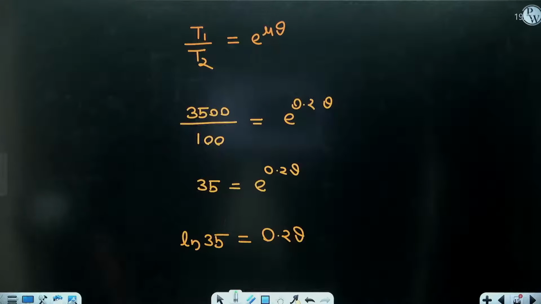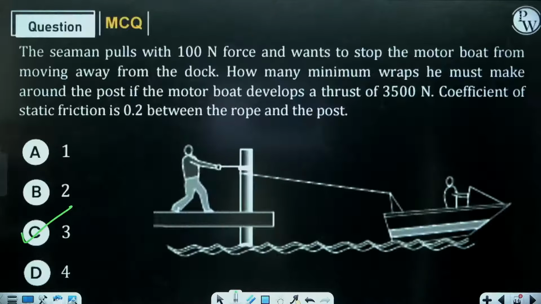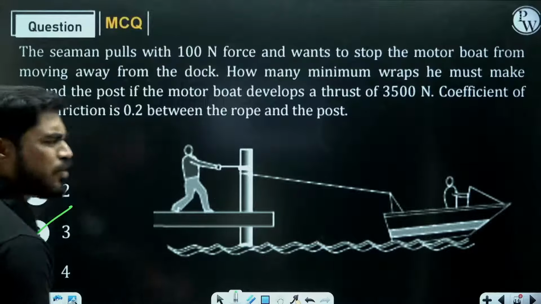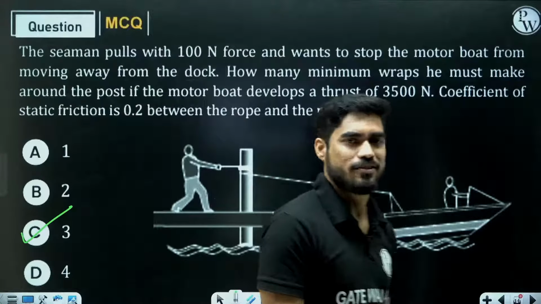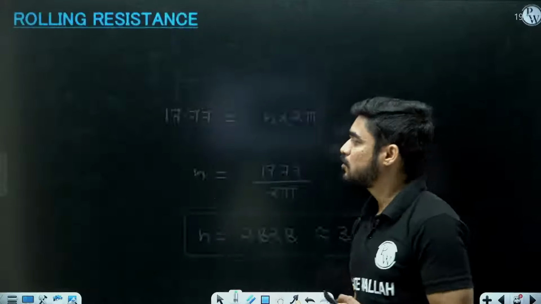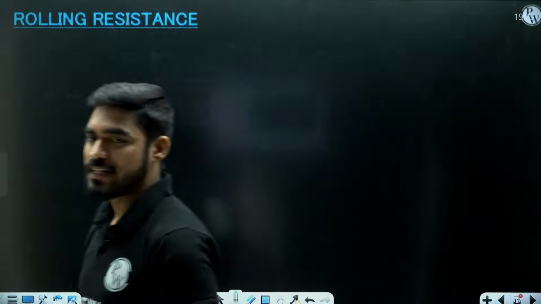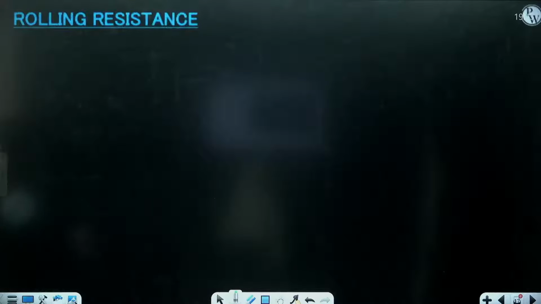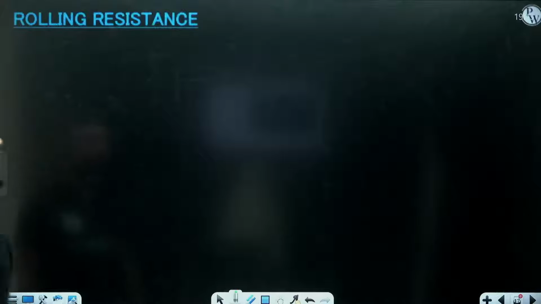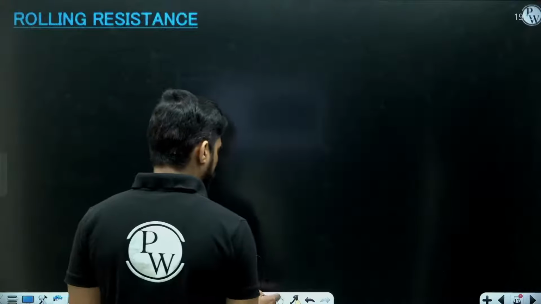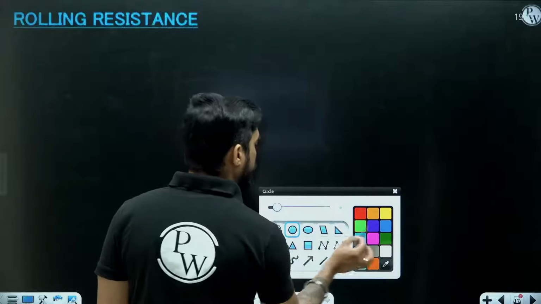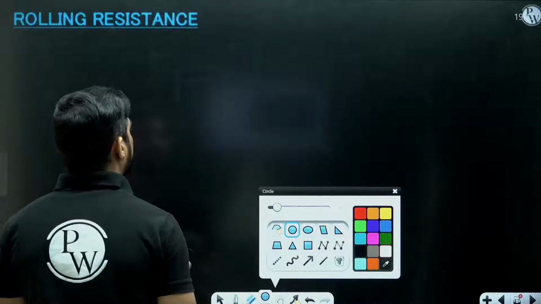Okay. Chalo. So you will get these types of questions based on belt friction. Very easy questions. Okay. Let's move on to the next concept, which is the concept of rolling resistance. Now understand what is the meaning of rolling resistance. In order to explain the concept of rolling resistance, I will consider a wheel.